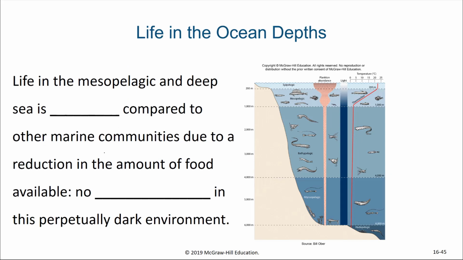Life in the Mesopelagic and deep sea is reduced compared to other marine communities due to a reduction in the amount of food available, because there is no photosynthesis. In this perpetually dark environment, the energy has to come from the surface or from other sources.